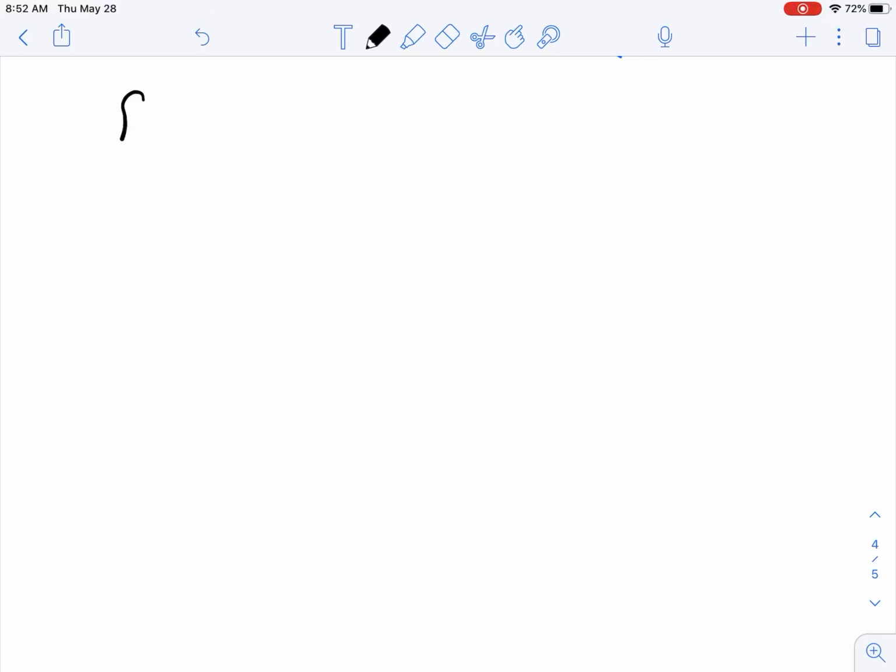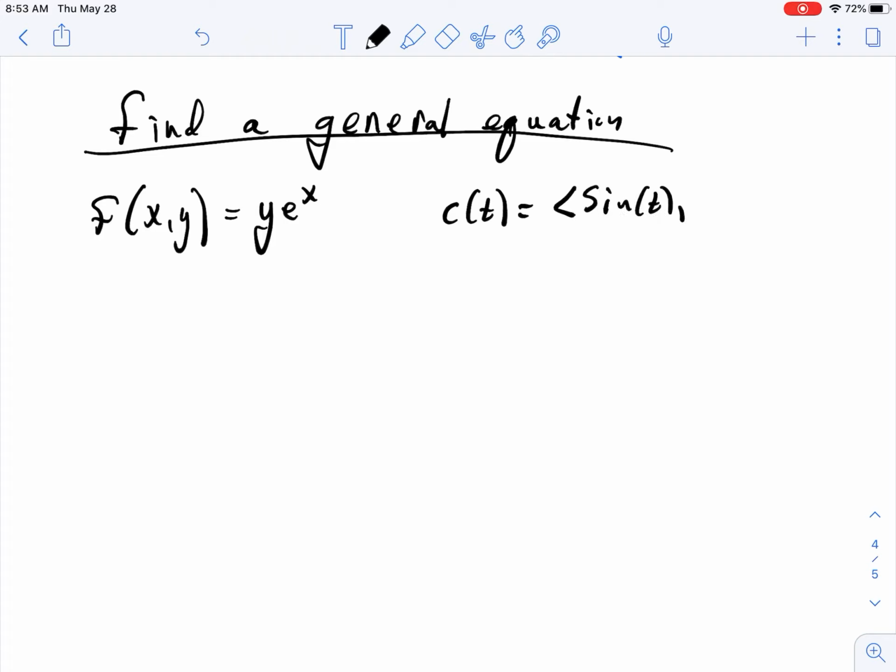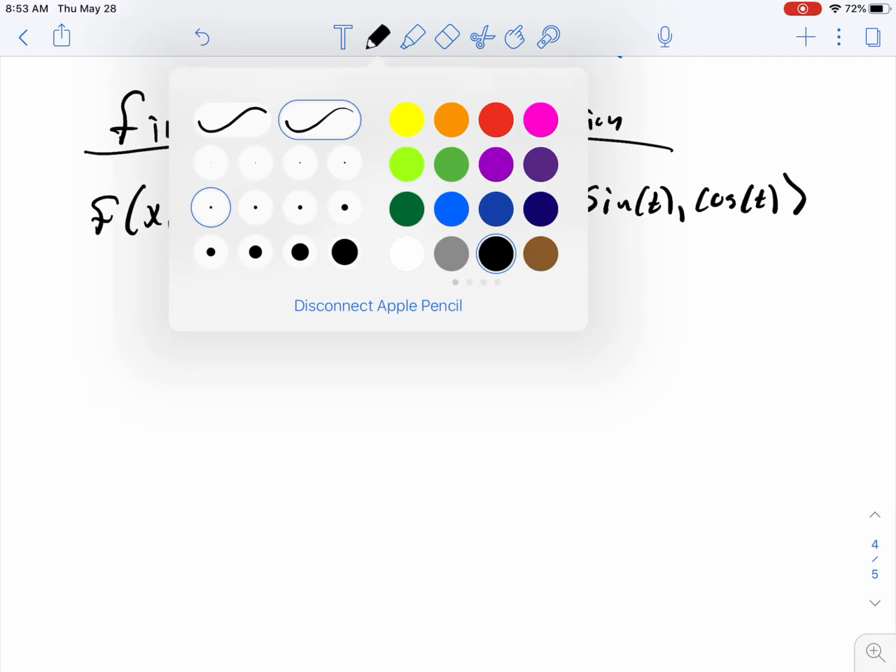So let's take a look at this example here. What we do here is find a general equation. Okay. So that way you can just plug in numbers and you're done. All right, so let's say here's my function, f of x, y, equals y e to the x. And then here's my vector, and let's say it's the sine of t, comma, cosine of t.